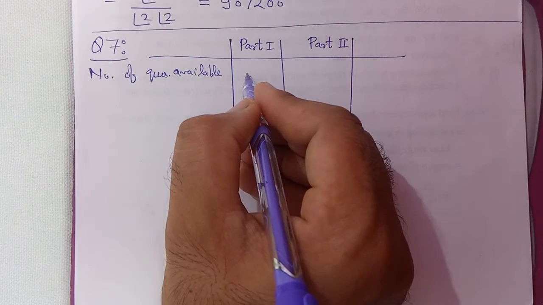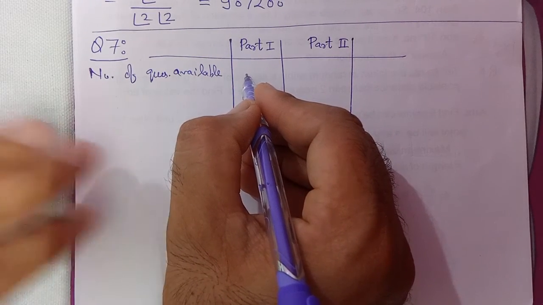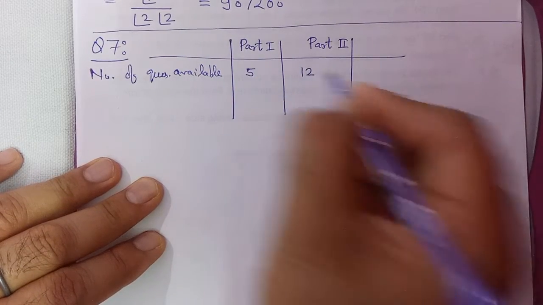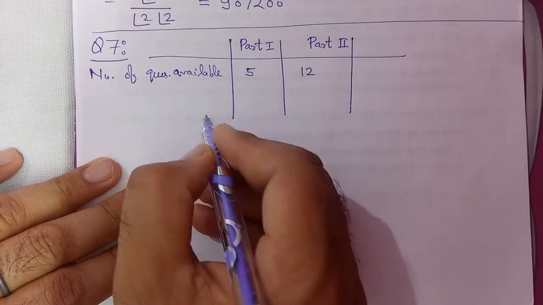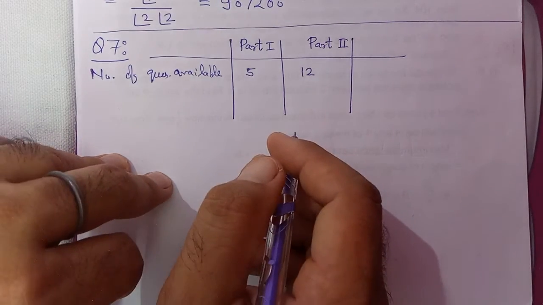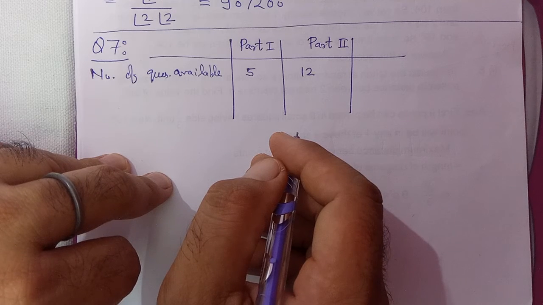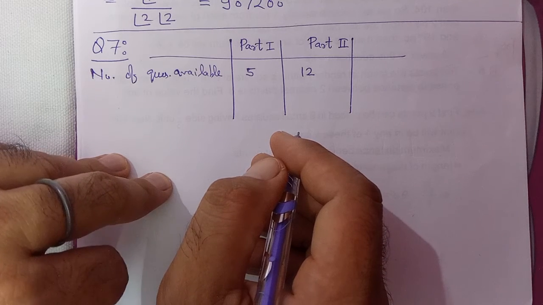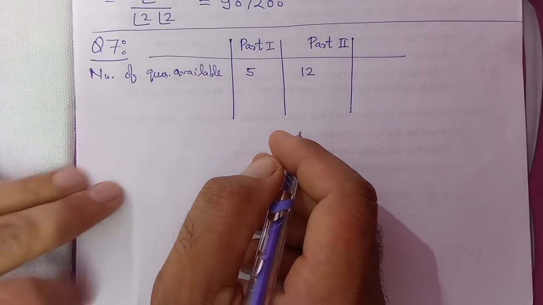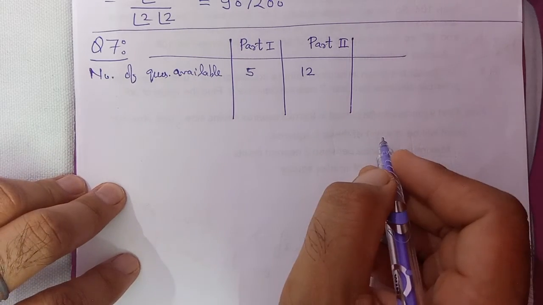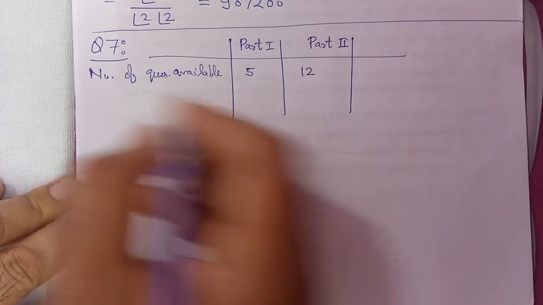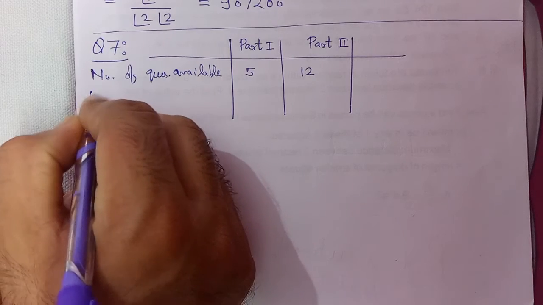Number of questions available: in part first, it is 5; in part second, it is 7. A student is required to attempt 8 questions in all, selecting at least 3 from each part. In how many ways can a student select the questions? Now the restriction is he is to select a total of 8 questions having at least 3 questions from each part. So, ways of selection.